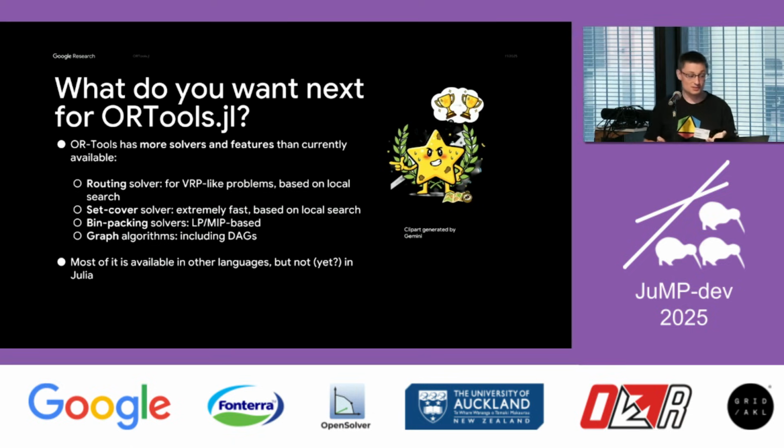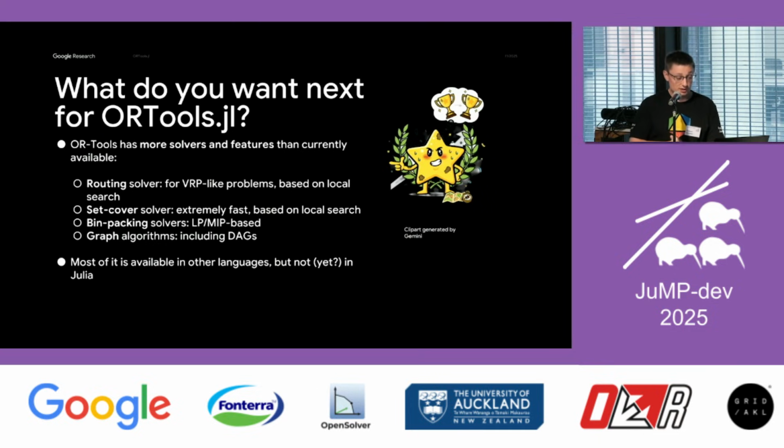So that's all for the status update. And there's also a question to you as potential users of ORTools, because ORTools has quite a lot of other solvers and features that are not yet available in Julia, and we don't know how to bring them to Julia in the most useful way. So for instance, we have this huge routing solver for any VRP-like problem that's based on local search. We have a very fast set cover solver that's also based on local search. We have a few bin packing solvers and also graph algorithms. And what's nice about them is that they support DAGs in the sense that they have performance optimizations for them.